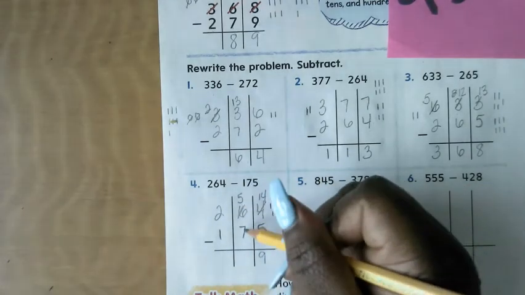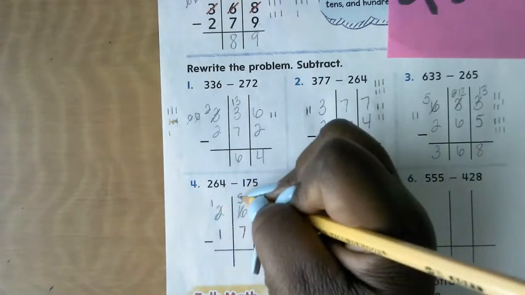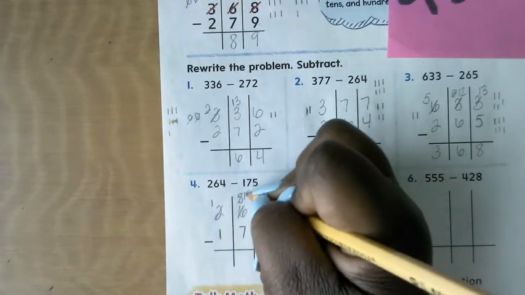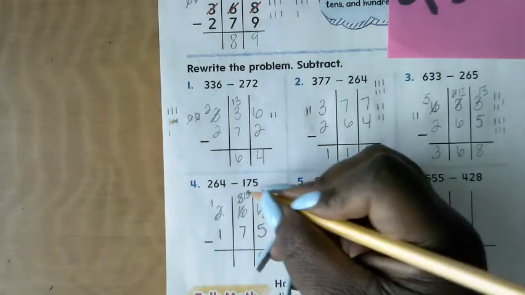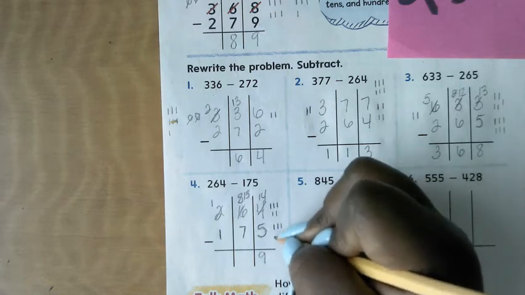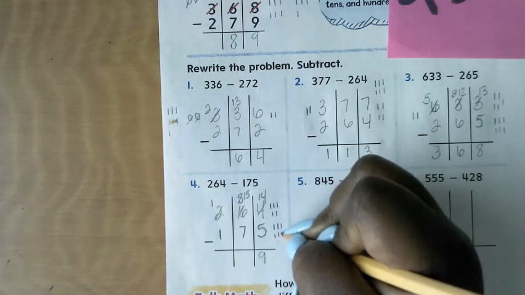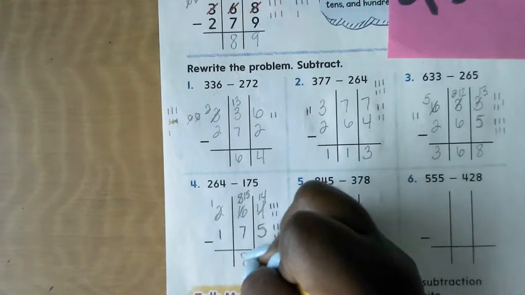And now I have 5 minus 7. I need to regroup again. So I'll make this 2 a 1. And this 5 now is a 15. 15 minus 7. So 15, 14, 13, 12, 11, 10, 9, 8. 15 minus 7 is 8.